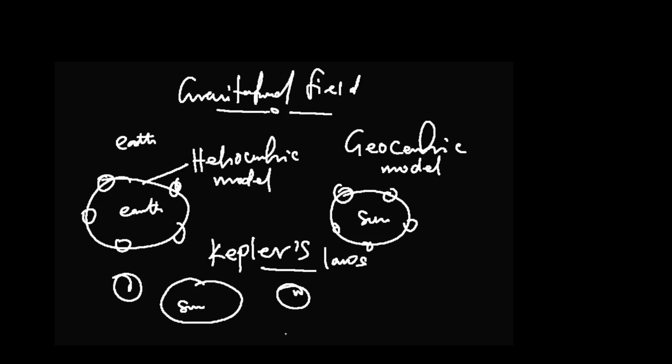Then the second law states that the line joining the sun and the planets sweeps out equal areas in equal time. The line joining the sun and the planets sweeps out equal areas in equal time. Anyhow, what does this mean?